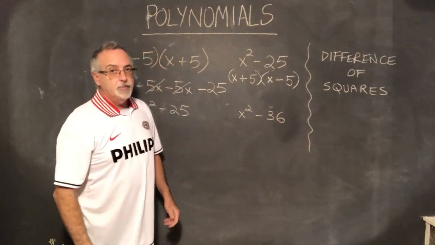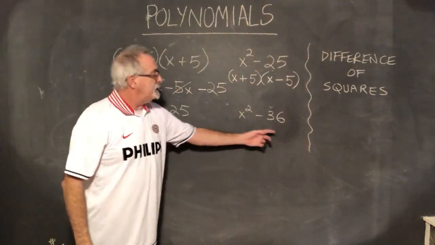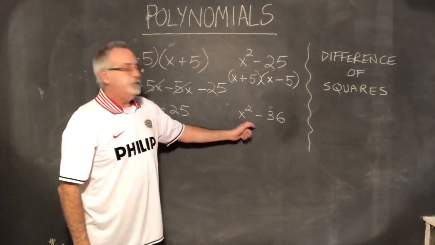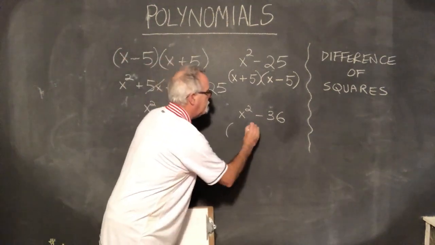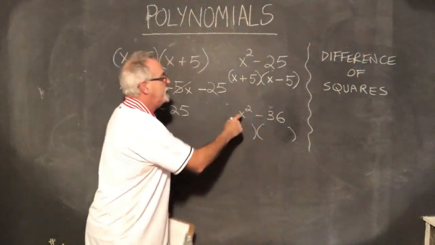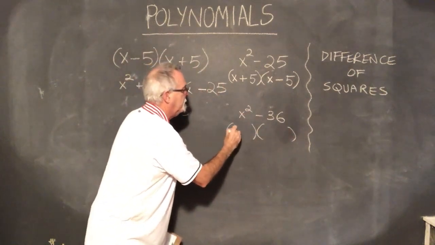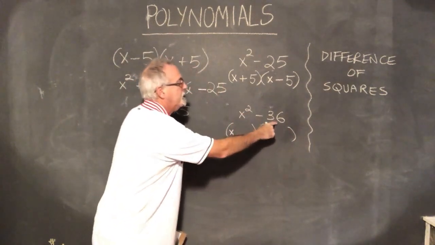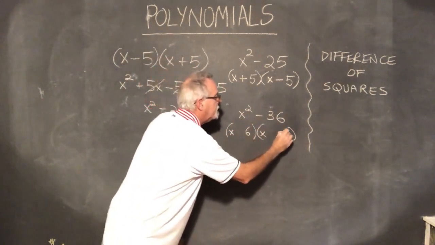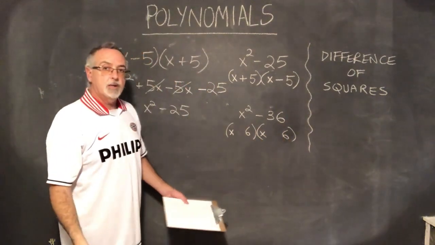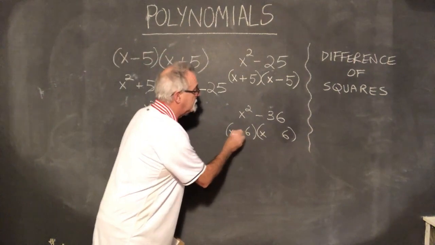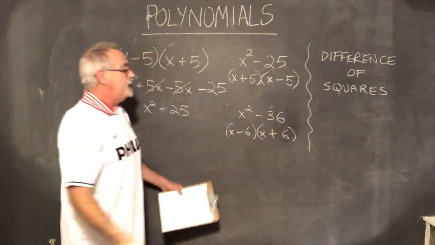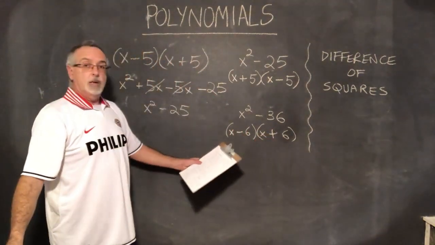It's a binomial. There's no common factor. X squared is a square. 36 is a square. That means I can do difference of squares. I write my binomial brackets. X squared comes from multiplying x by another x. 36 comes from multiplying 6 by another 6. I need to put one plus sign and one minus sign, but it doesn't matter which one I put first. So this time I'm going to put the minus sign first, plus sign after. I have factored it that quickly.